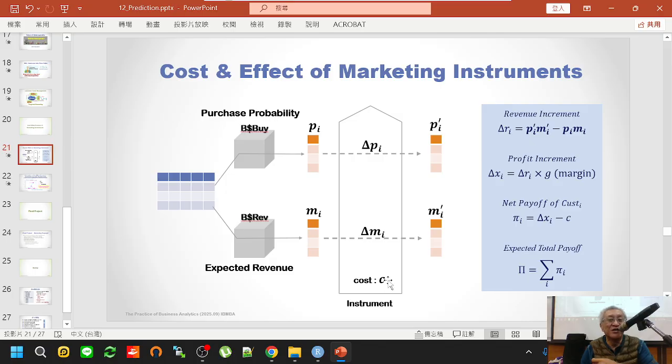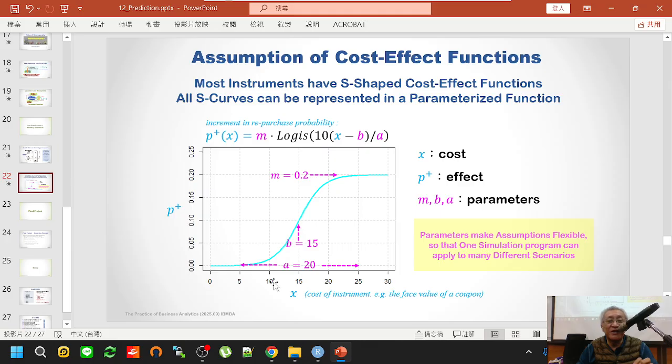And most importantly, for example, again, we are sending out a cash coupon, and we expect that after receiving this cash coupon, the buying probability will increase by some percentage. But that percentage of increment would be a function of C, right? Let's take a look at this chart first. Let's assume that the x-axis is the cost of the coupon, and the y-axis is the expected increment of buying probability. So this is delta P and this is X, okay?